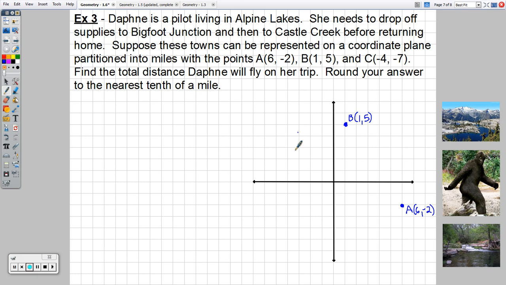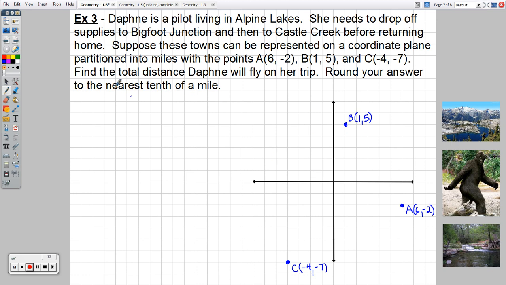And I think it's important to note here that unless I tell you otherwise in the notes, you can assume that the grid lines will just be 1 unless I write that it stands for 2 or 3 or something like that. And then C is at -4, -7. So over 4 to the left and down 1, 2, 3, 4, 5, 6, 7. So all the way down here for Castle Creek. This is -4, -7. So we're going to find the total distance Daphne will fly on her trip around, your answer to the nearest 1/10 of a mile.